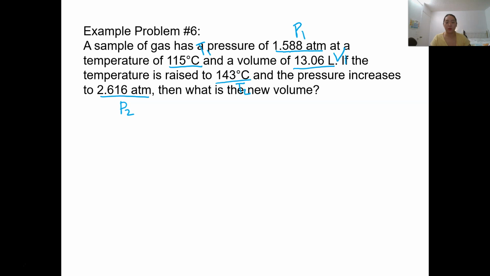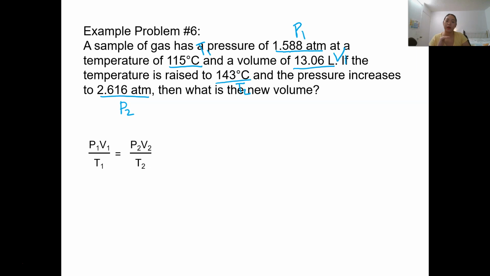Now they're asking us what is the new volume. Now whenever you see that you are given all three of the variables except for moles, you know that you have to use the combined gas law. So this is my combined gas law, and we are looking for the new volume. But first, let's do it step by step.